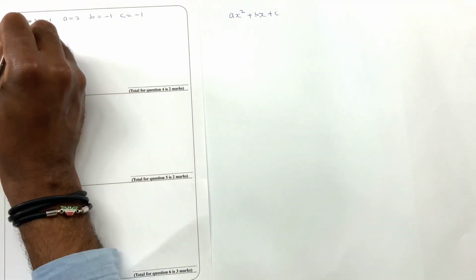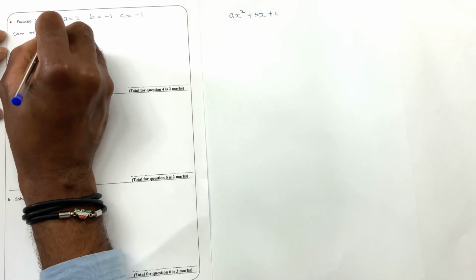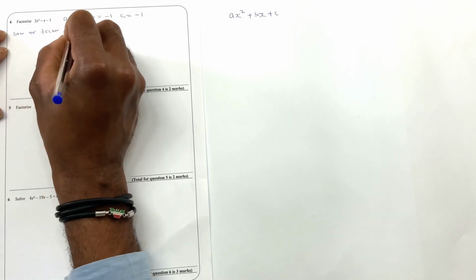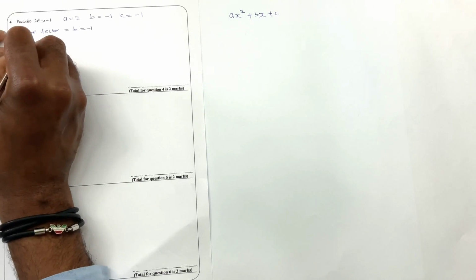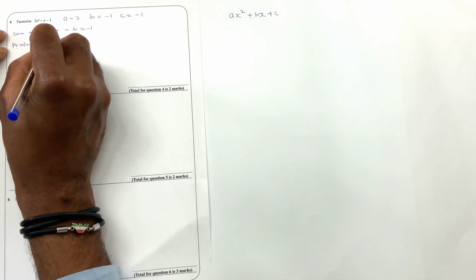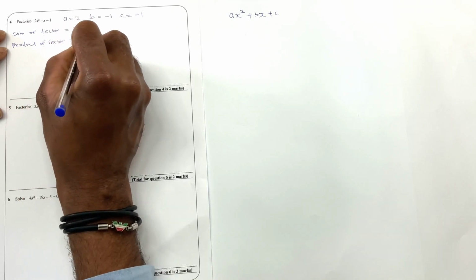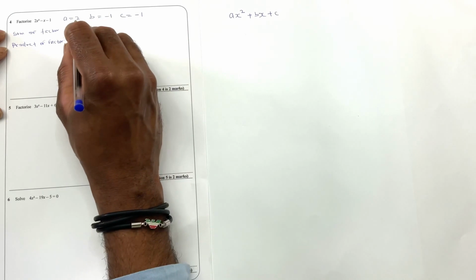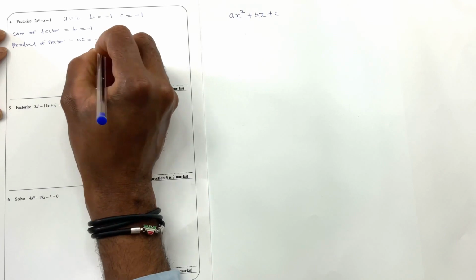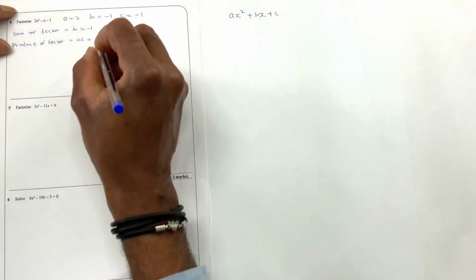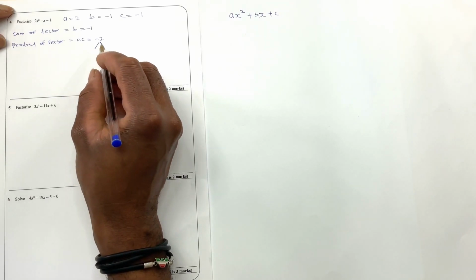So what we need to do is, sum of factors equals b, which equals minus 1. Product of factors equals ac, which equals 2 times minus 1, which is minus 2. Two numbers, two factors, when multiplied together, we get minus 2, and when I add them together, I get minus 1.